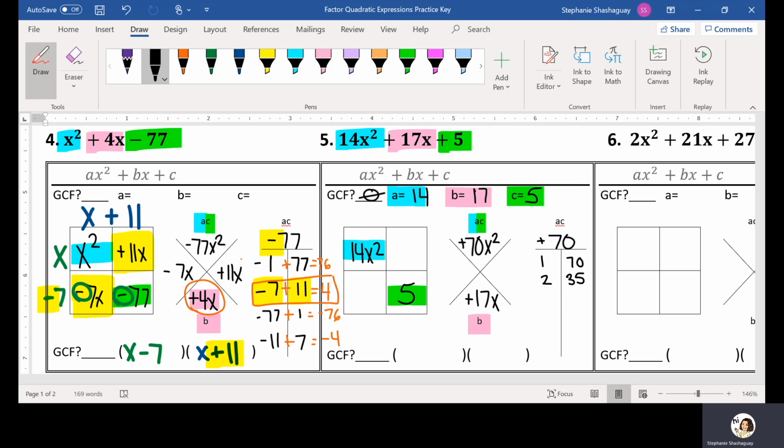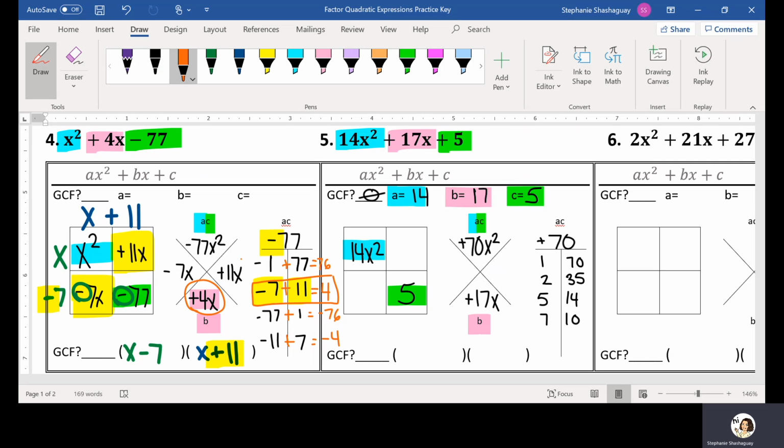70 divided by 4 is not a whole number. 70 divided by 3 is not a whole number. 70 divided by 5 is 14. So 5 and 14. And then I'm going to go with 7 and 10.